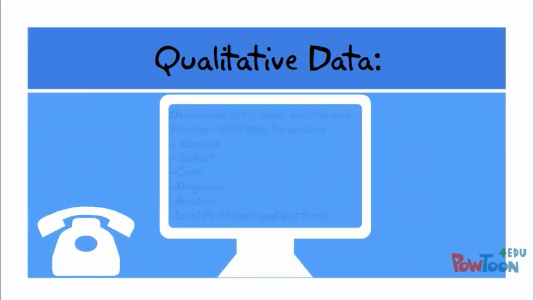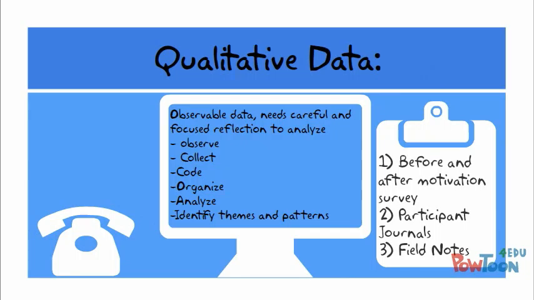I'll be collecting qualitative data for this action research project. There'll be 3 forms of data that I've chosen to collect for the purpose of analyzing, formulating a hypothesis, and then identifying patterns and themes: a before and after survey, participant journals, and a field notes journal.